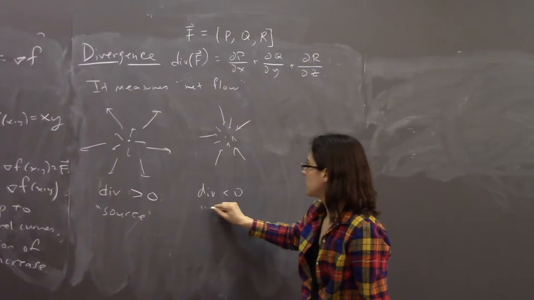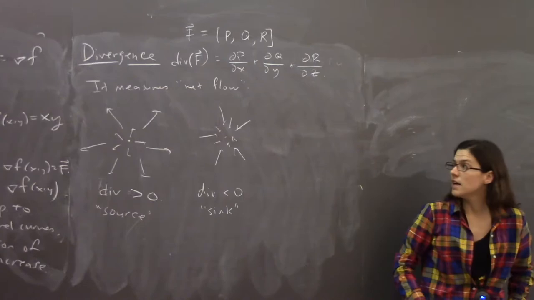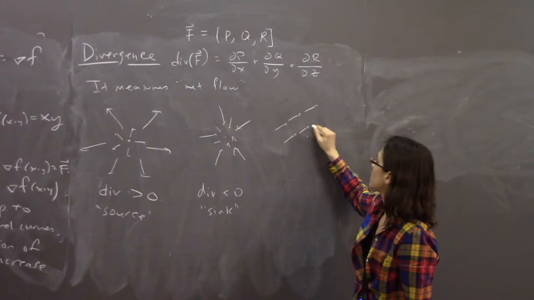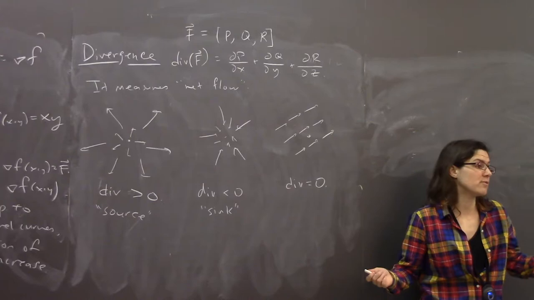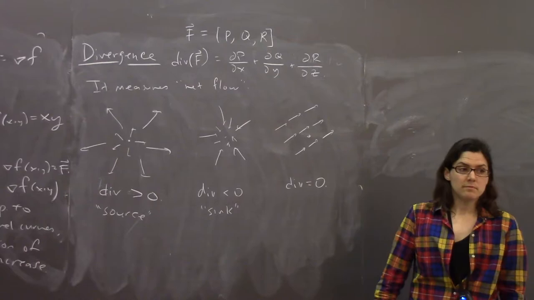a sinkhole. And another thing that can happen is just things just pass by and don't get created or destroyed. So if that's the case, at that kind of a point, the divergence is 0. And there's no special name for it, because things are just going by. OK. So this is kind of fine to calculate.